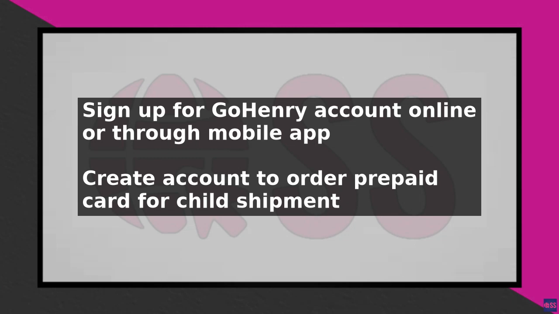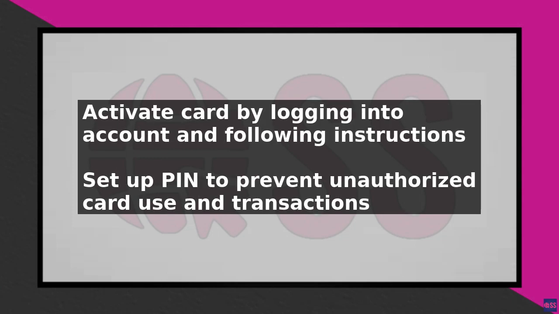app. Once you have created an account, you will be able to order a prepaid card for your child. The card will be shipped to your home address and should arrive within a few days. When the card arrives, you will need to activate it by logging into your account and following the activation instructions. You will also need to set up a PIN for the card to prevent unauthorized use.